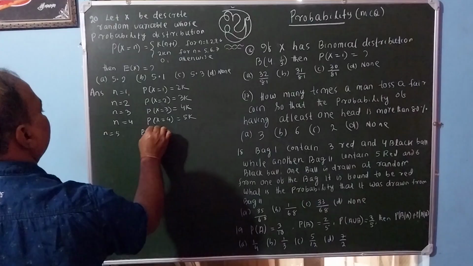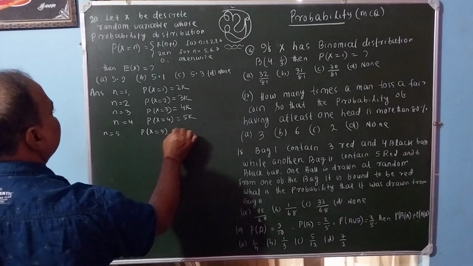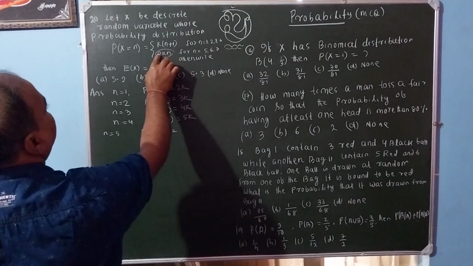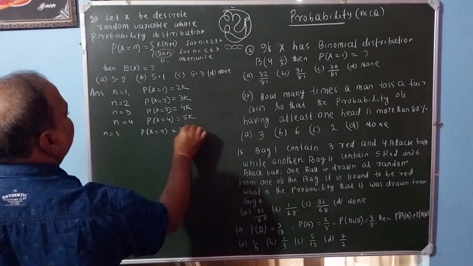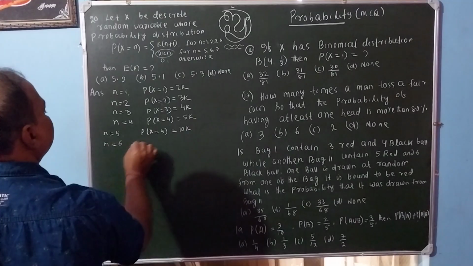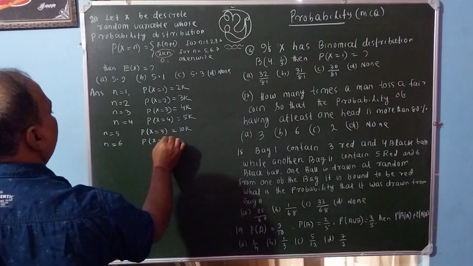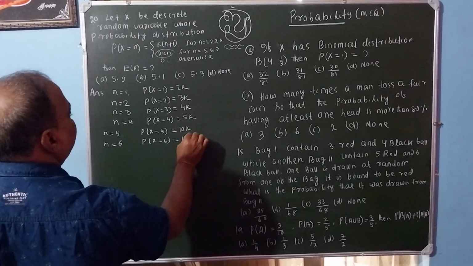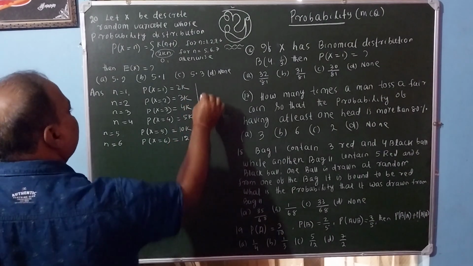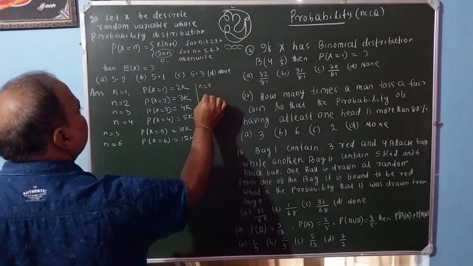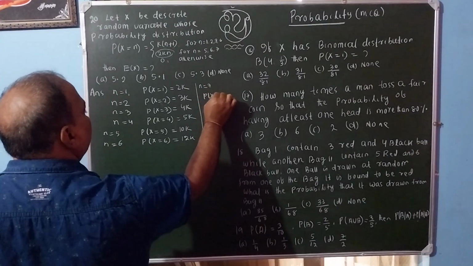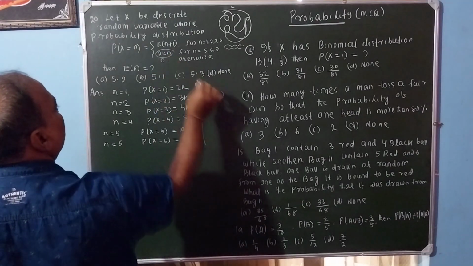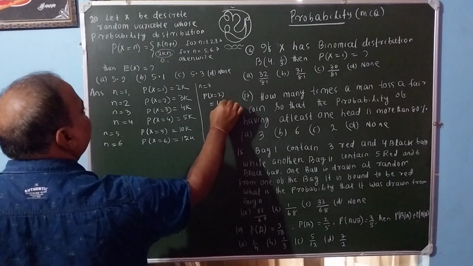Again, for n equal to 5, probability of X equal to 5, put n equal to 5: 5 into 2 is 10k. For n equal to 6, probability of X equal to 6: 6 into 2 is 12k. Again, for n equal to 7, probability of X equal to 7: we get 7 into 2, it is 14k.